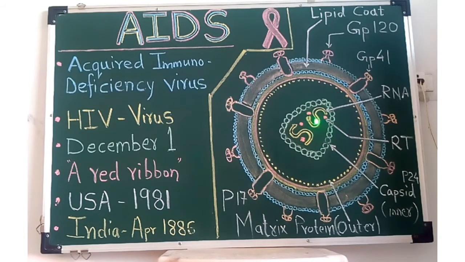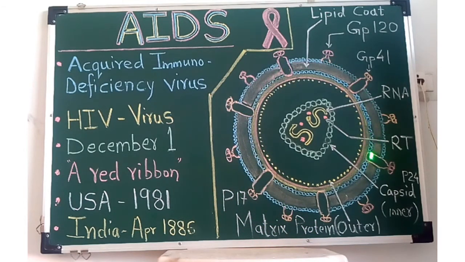RNA is surrounded by two protein coverings. This is one protein covering and this is another protein covering. The immediate protein covering is conical in shape and it is called the capsid protein. So the inner protein covering is called the capsid protein. It is P24. The outer protein covering, P17, is called the matrix protein.